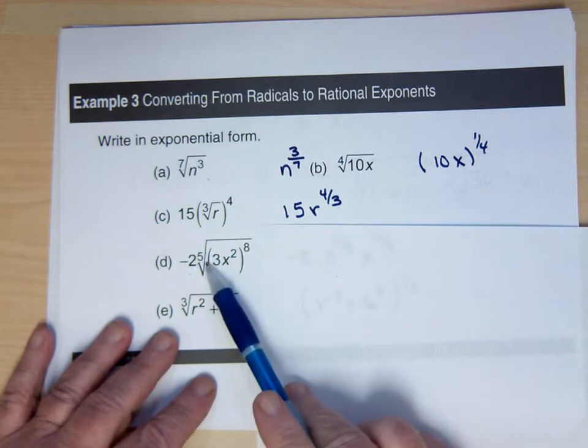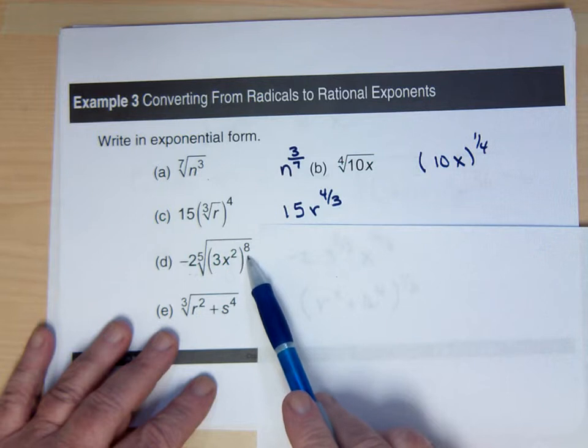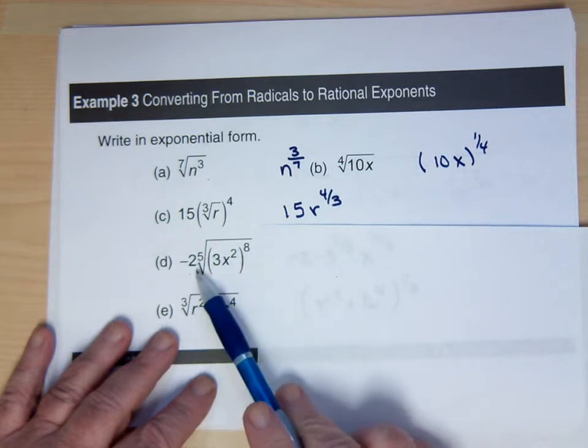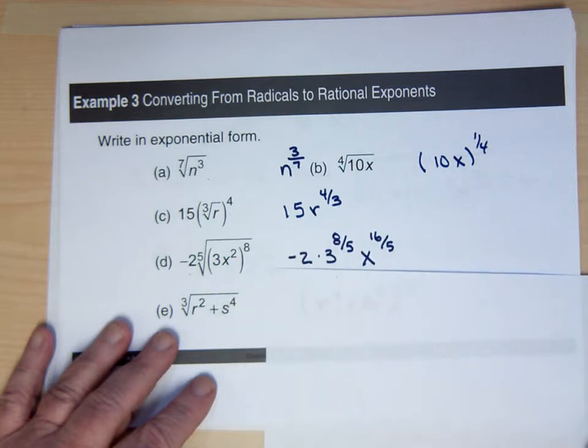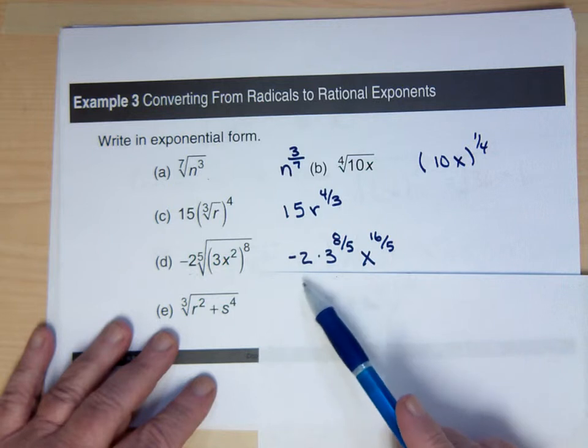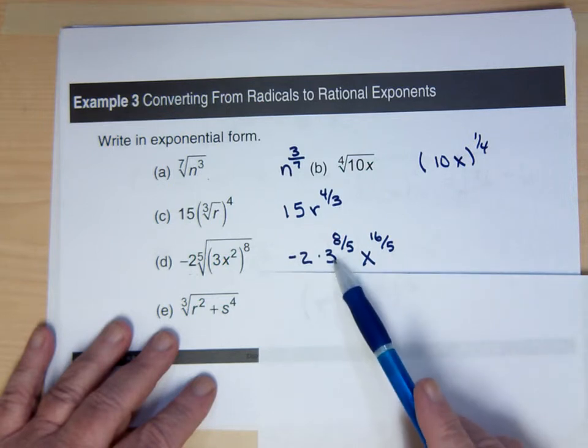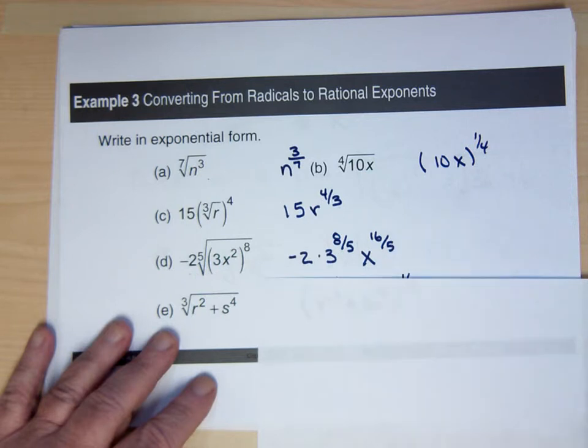Here, what we have is this induces an exponent of 1/5, but underneath there's an exponent of 8. So I'm going to be applying an exponent of 8 over 5 to everything that is underneath the radical. And then I'm multiplying by -2. So the simplification is going to be -2, 3 to the 8 over 5, x to the 16 over 5.